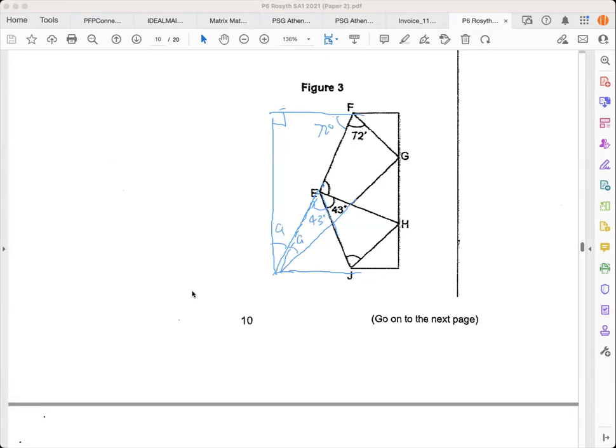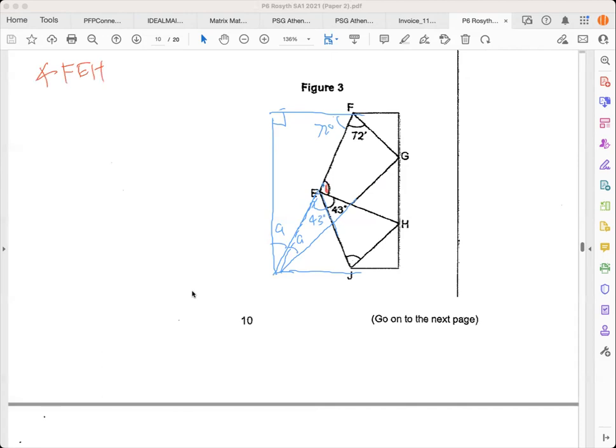Anything else? No more. That's all you can find. Now let's look at this diagram. The first figure I'll look for is angle FEH. Let me use another color pen. FEH is this angle.